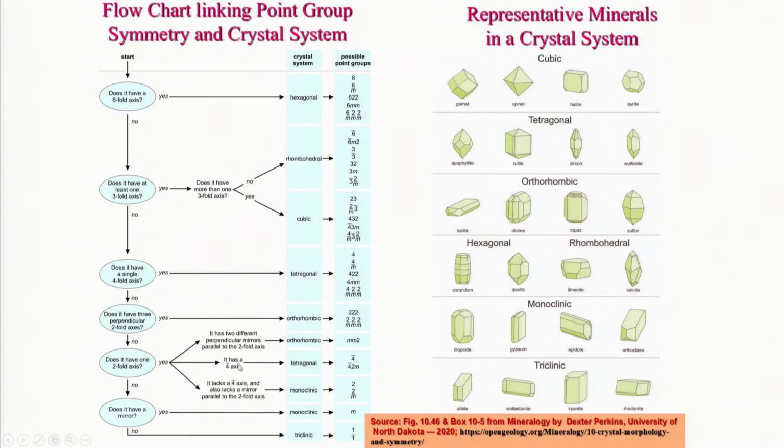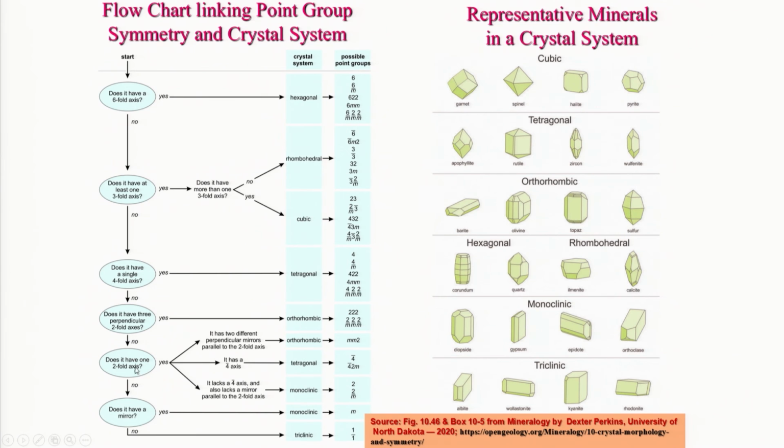If it has a bar 4 axis, which is some form of 2-fold axis, then this will be a tetragonal system, which we call bar 4 and bar 4 2m. And if it lacks a bar 4 axis and also lacks a mirror parallel to the 2-fold axis, then it will be the monoclinic crystal system, and we call it 2 and 2 over m.